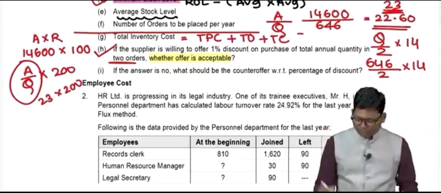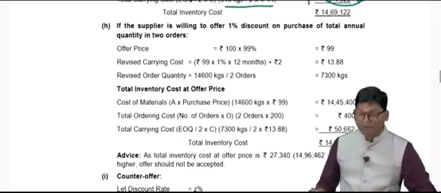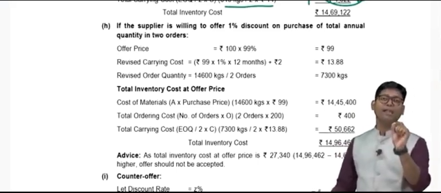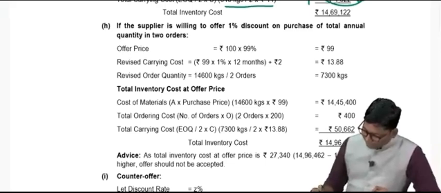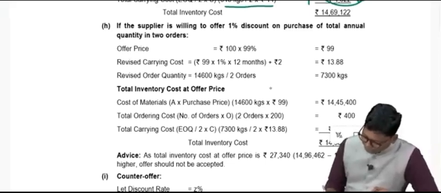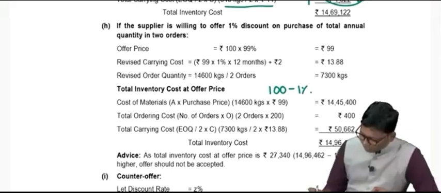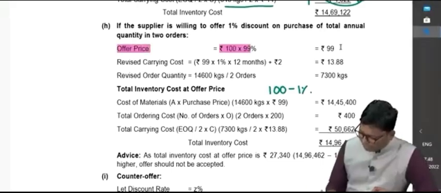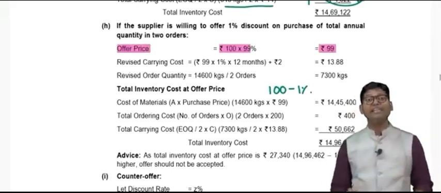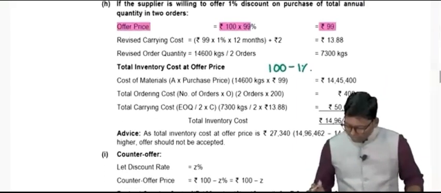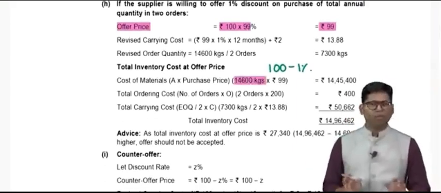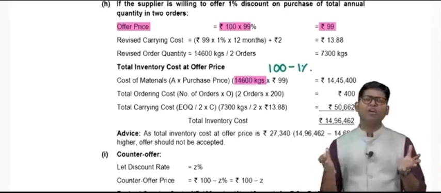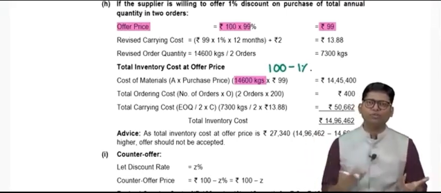Sir, what will be the proposal cost? For calculation of the proposal cost, very first you should apply the 1% discount on your purchase price. Correct? Now, purchase price was 100 rupees under normal circumstances, but when you deduct 1% from this, you get the revised purchase price, and your offer price in this case is 99 rupees. The total quantity which you are purchasing from the supplier is 14,600 only.